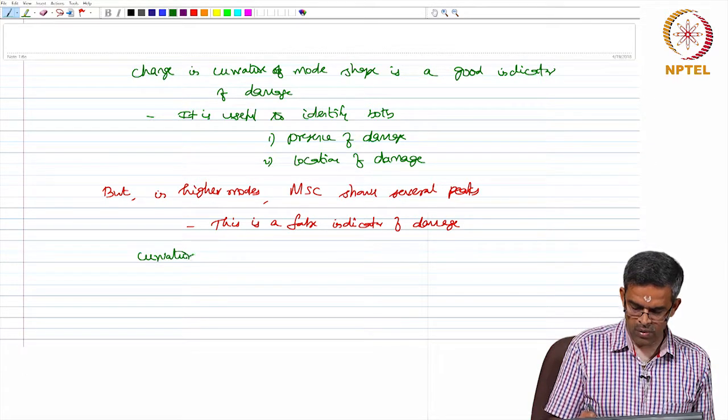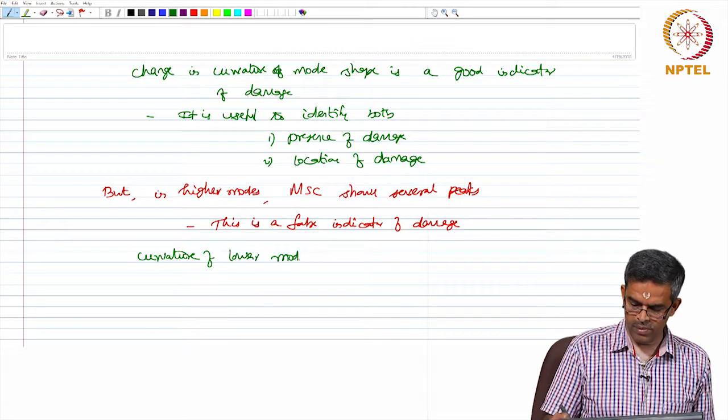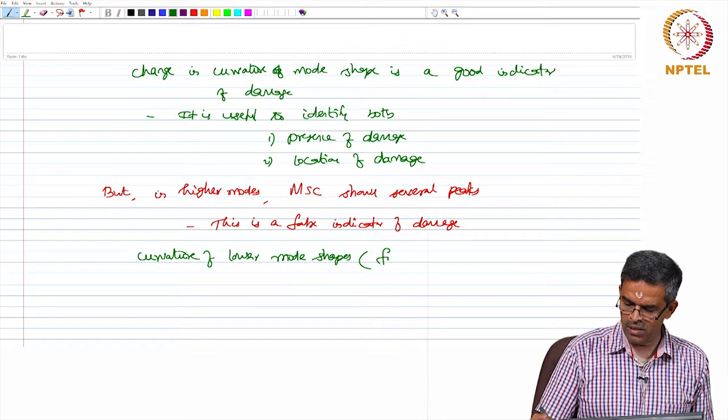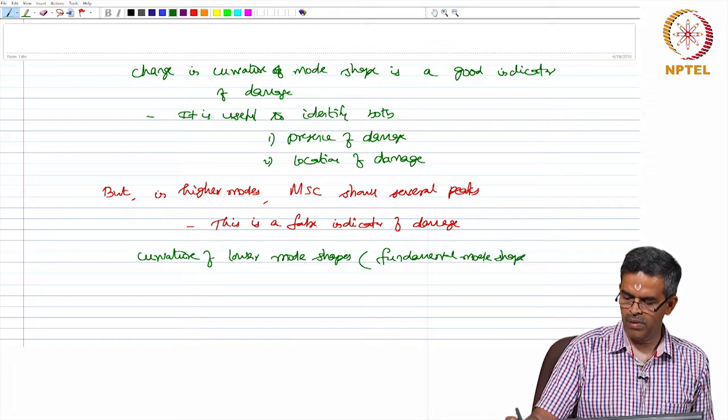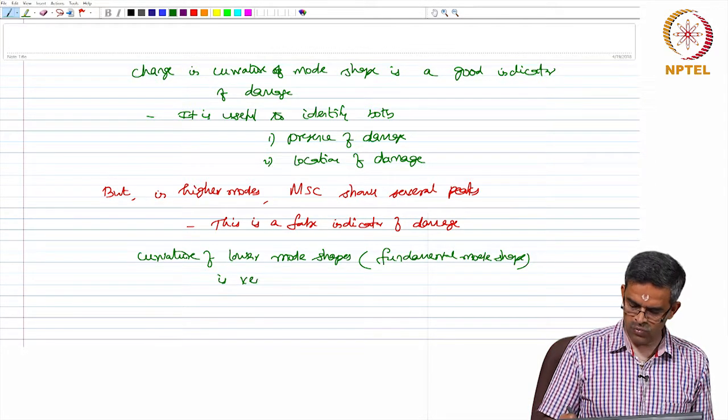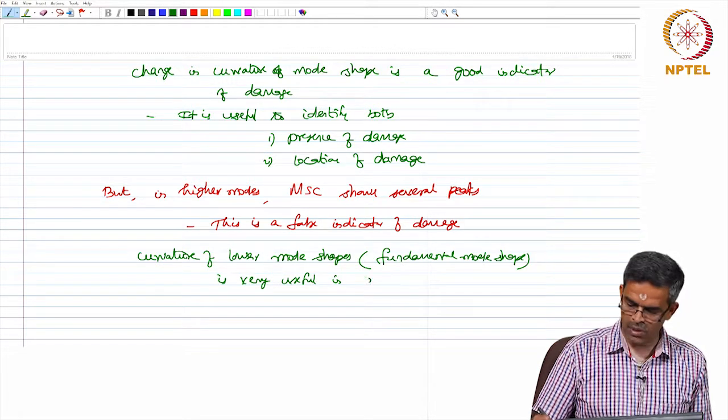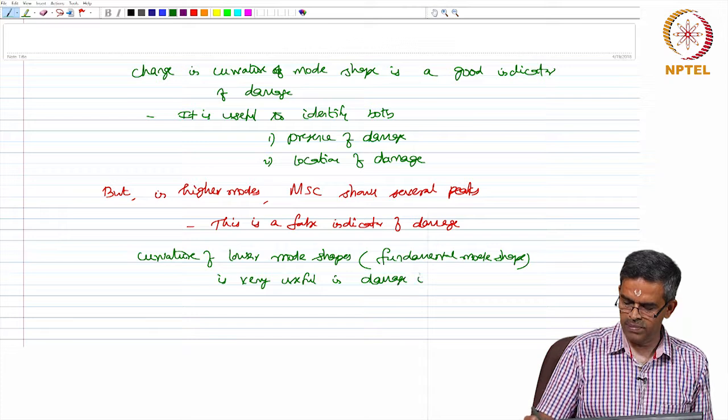Curvature of lower mode shapes, to be very precise, essentially the fundamental mode shape, is very useful in damage identification.